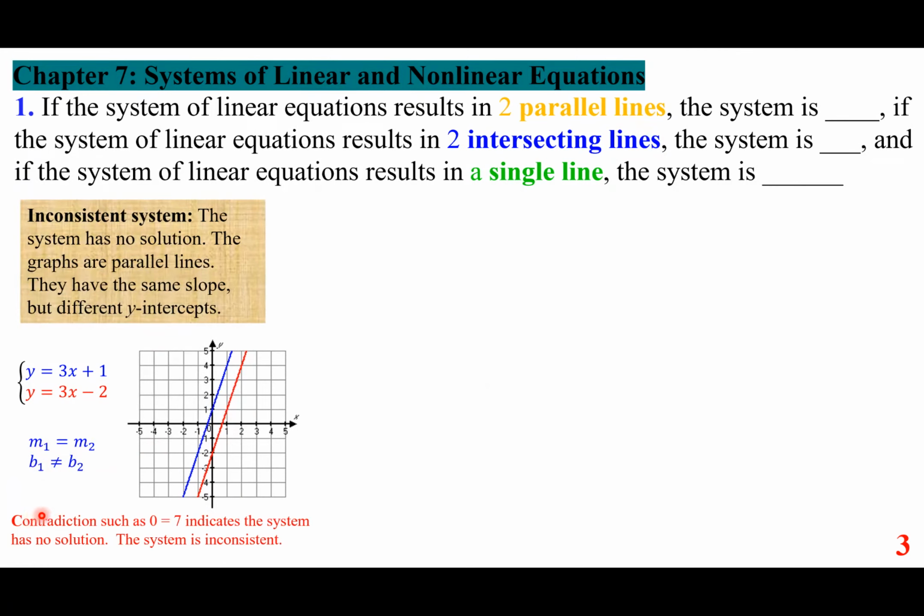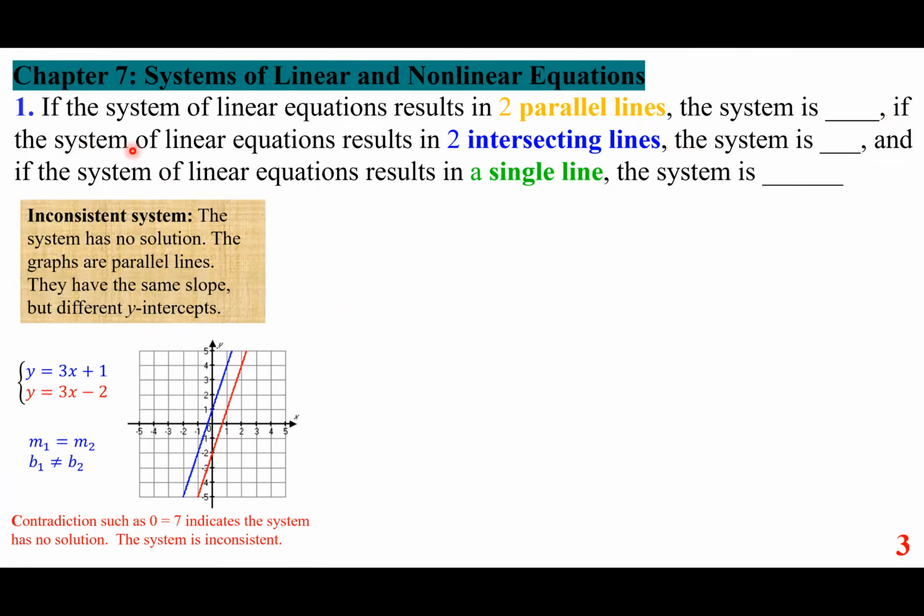And if you go through the process of solving the system, such as the elimination method or substitution method, we end up with a contradiction such as 0 equals 7, 5 equals 2, things of that nature. So the system is inconsistent.